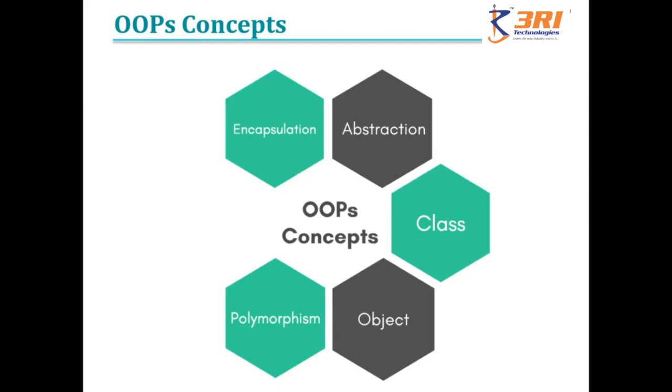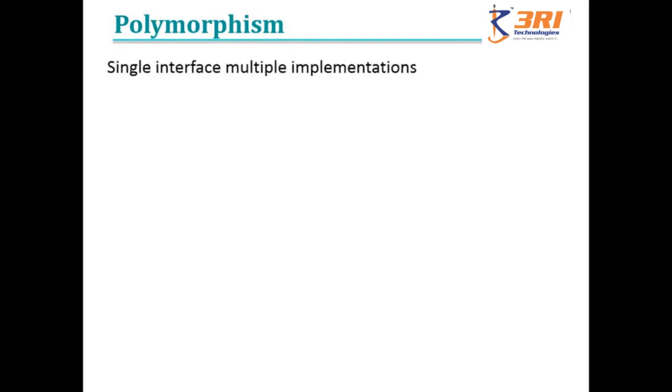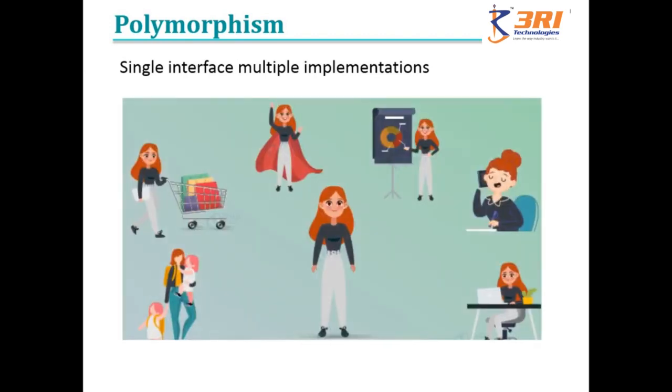Moving on with the OOP concept, polymorphism. The word polymorphism means having many forms. Technically, single interface, multiple implementations. Real life example of polymorphism. A person at the same time can have different characteristics, like a woman at the same time is a mother, a wife, an employee, etc. So the same person possesses different behavior in different situations. This is called polymorphism. In C++, two types are there, compile time and runtime polymorphism.